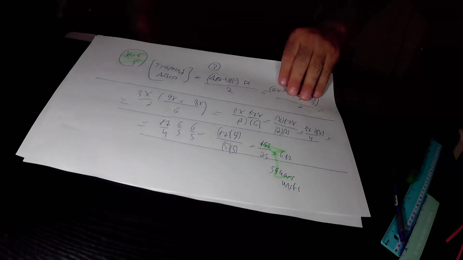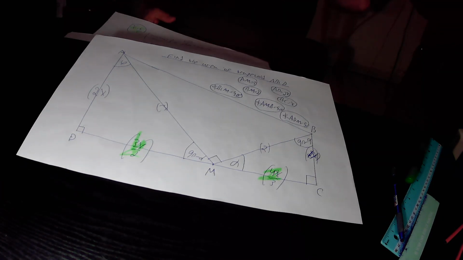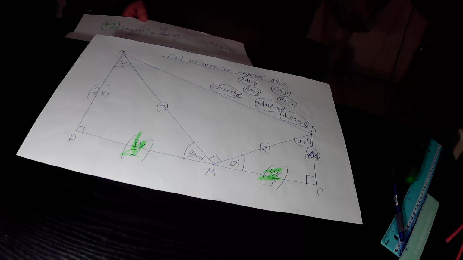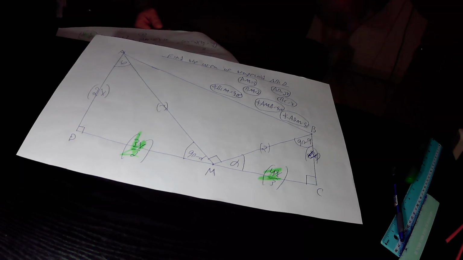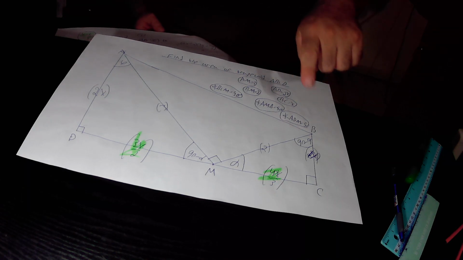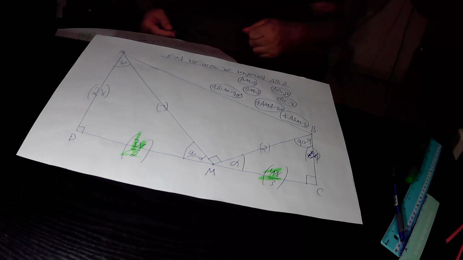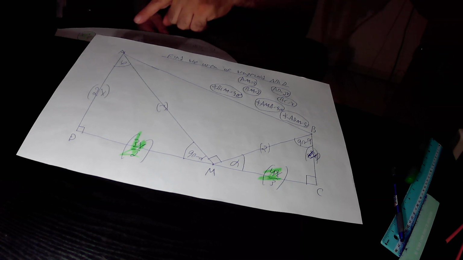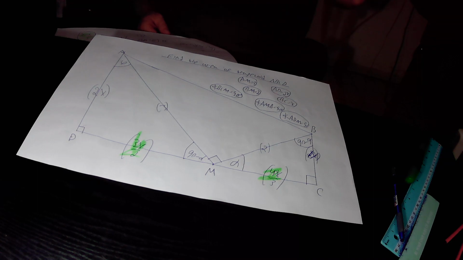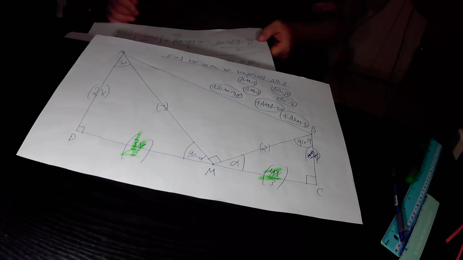So we found out that the area of this trapezoid ABCD is equal to either 153 over 25 square units, or in terms of numbers, 6.12 square units. And again, the area of this trapezoid ABCD is equal to either 153 over 25 square units, or in terms of numbers, 6.12 square units. Okay, thank you very much.